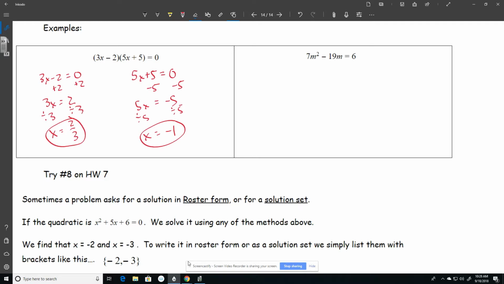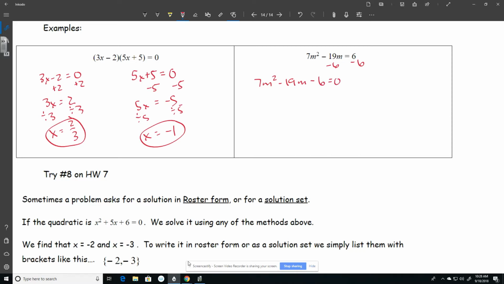So for this second example, 7m squared minus 19m equals 6. Takes a little bit more work because, first of all, it's not in standard form. It's not equal to 0. So first thing we need to do is minus 6 from both sides to set it equal to 0. So I get 7m squared minus 19m minus 6 equals 0.